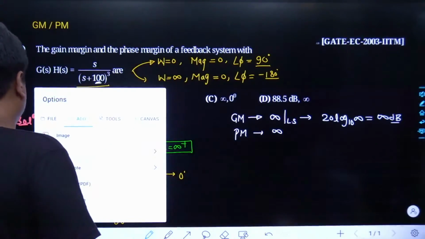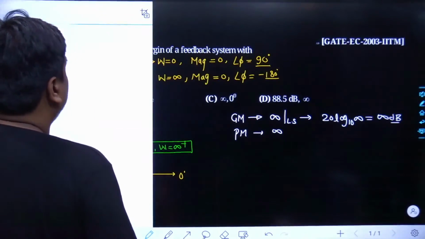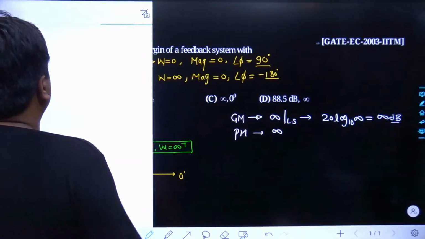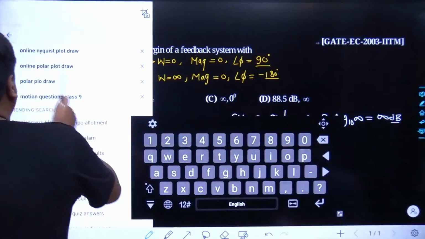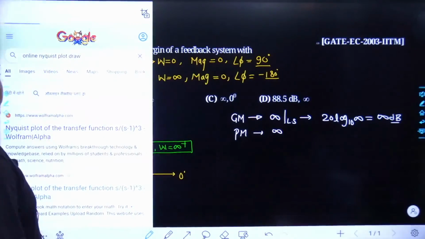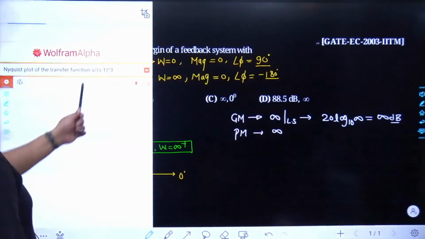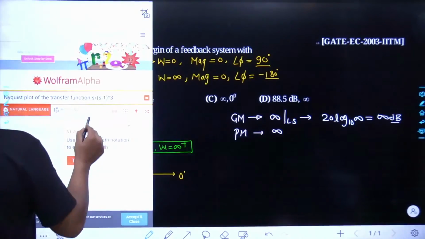Let me do one thing. Let me show this on an online graph drawer, an online Nyquist plot drawer. You can use it too. So here, which function were we taking?